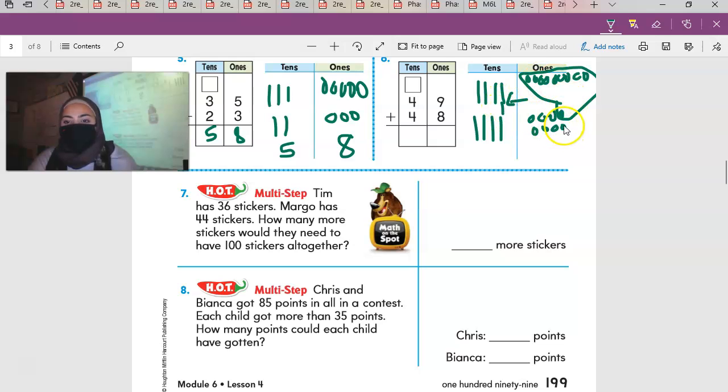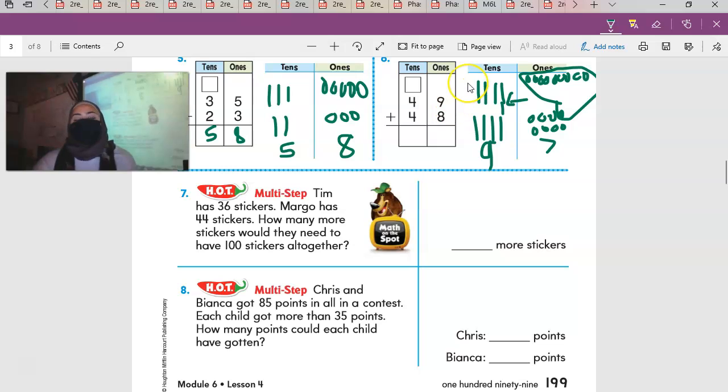Now how many ones do I have left over? 1, 2, 3, 4, 5, 6, 7. How many tens do I have now? 4 and 4 is 8, plus 1 is 9. 97. Now I'm going to do it this way and make sure that answer is right.